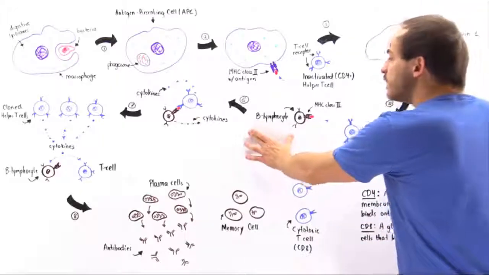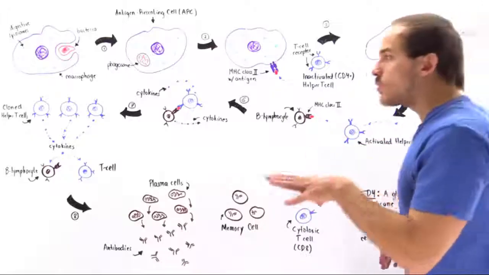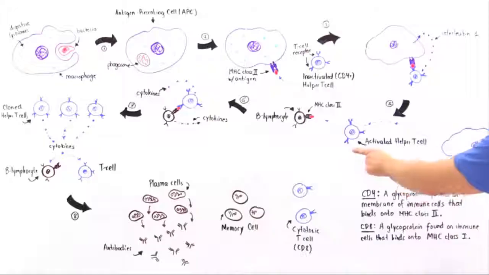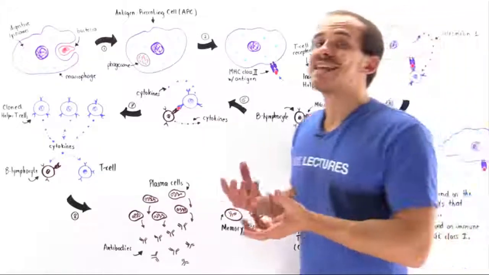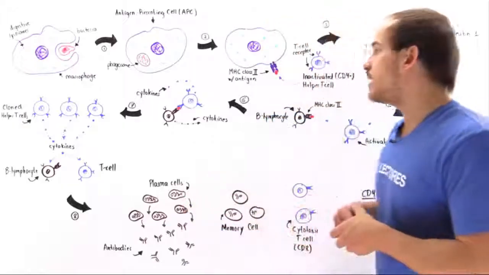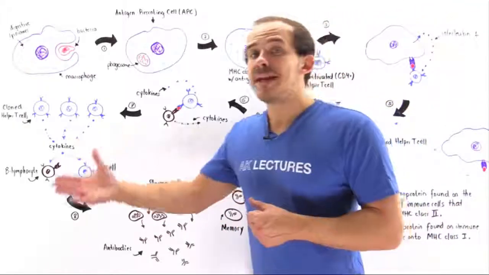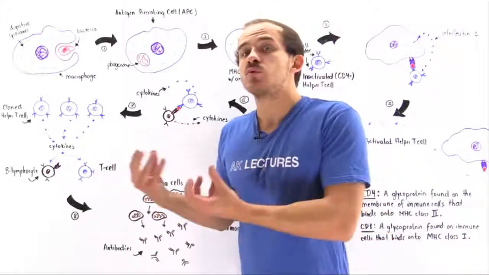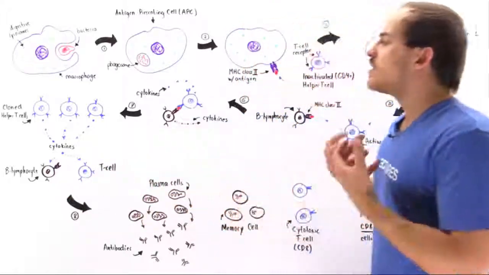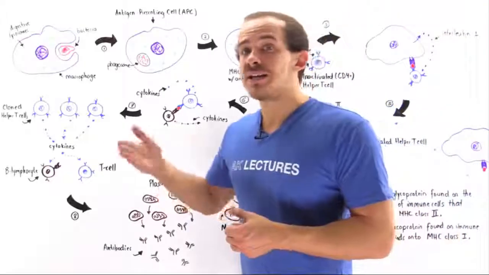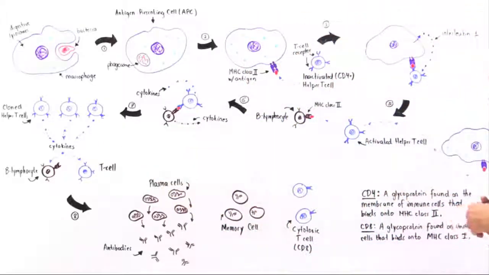But the B lymphocytes are part of the humoral immunity of our adaptive system, while our T lymphocytes and our helper T cells are part of the cell-mediated immunity. So we see that the humoral immunity and the cell-mediated immunity interact with one another to carry out the same exact function, to basically kill off these pathogens and kill off the infected cells of our body.